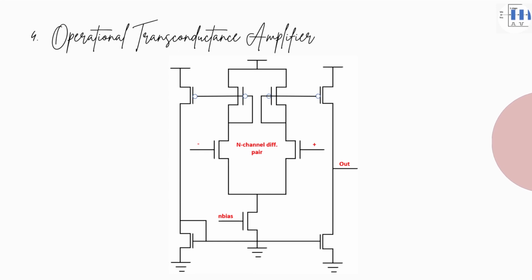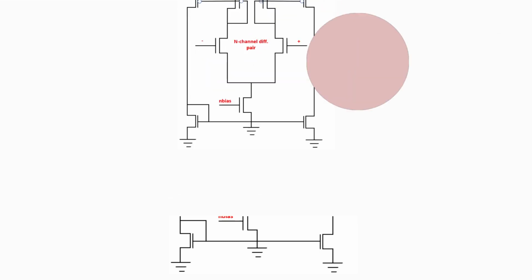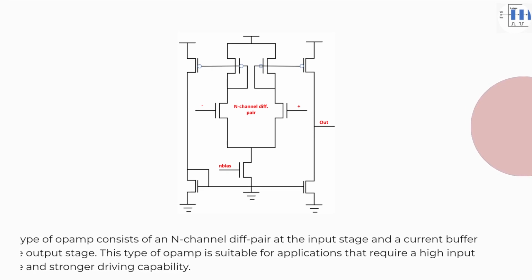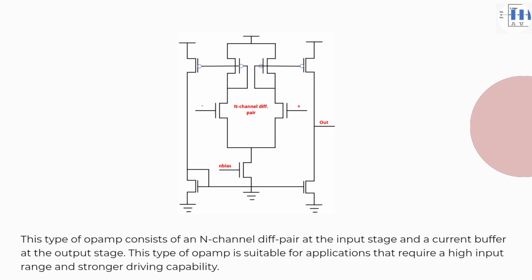Four. Operational transconductance amplifier. This type of Opamp consists of an N-channel diff pair at the input stage and a current buffer at the output stage. This type of Opamp is suitable for applications that require a high input range and stronger driving capability.